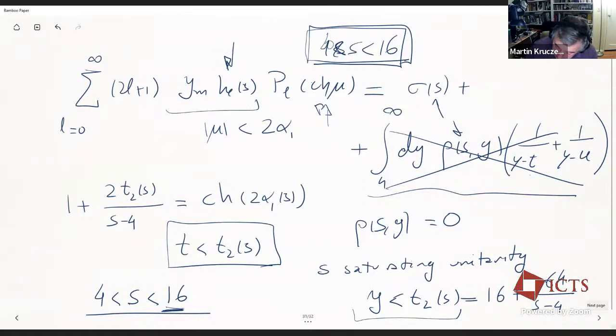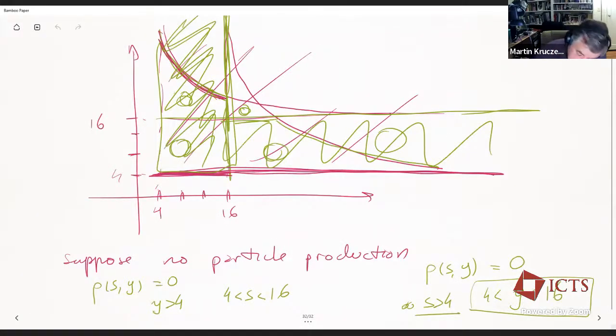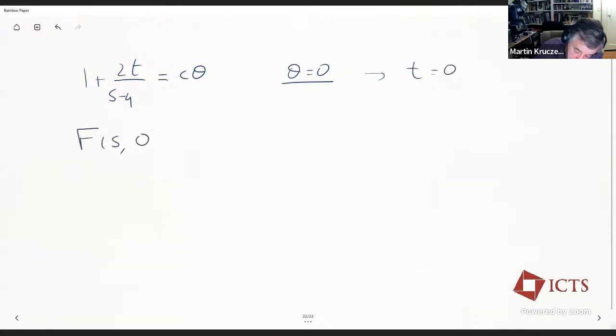So we are done with this slide. And then remember that 1 plus 2t over s minus 4 was the cosine of theta, the scattering angle, and the forward amplitude is theta equals 0, and that's the same as t equals 0. So the forward amplitude is defined as this, and u has to be 4 minus s, because they all should add up to 4. So if I consider this as a function of s, this is called the forward amplitude.